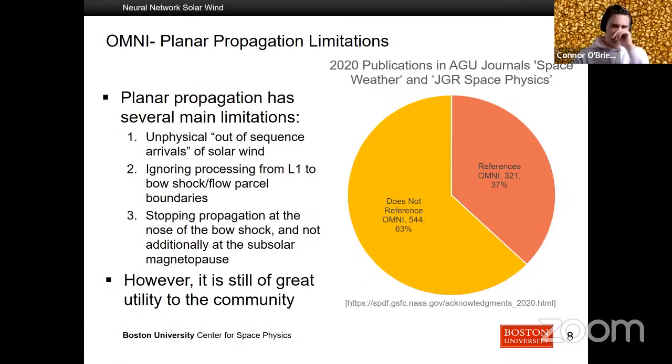There are some other ones, of varying importance, right? This procedure ignores processing from L1 to the bow shock, right? So if there's anything happening in transit, as it were, this technique can't capture that. One other issue that you might take with this is it stops propagation at the nose of the bow shock instead of giving these parameters at the subsolar magnetopause.